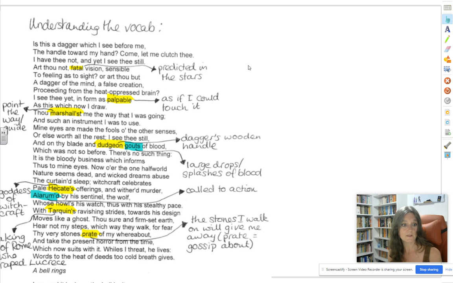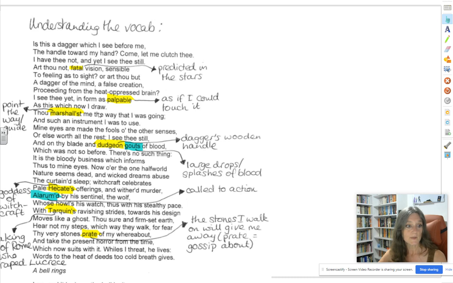Okay, so that's the first bit. The next word you might not know is palpable. He says about this dagger, I can't touch you, but you look as if you're palpable. You look as if I could touch you. Palpable means touchable. Here it says, thou marshallest me the way. So marshallest means you guide me the way, you point me the way.